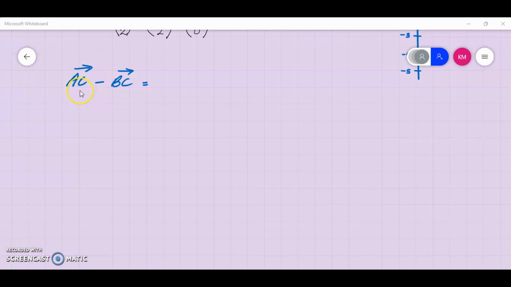So how do we go about subtracting BC from AC? This is the same as saying AC plus the inverse of the vector BC, which is CB. This is going to give us the vector AB. How do I know it's going to give us the vector AB? Because we started at A and we ended at B. That is how we determine what our resultant vector is going to be.